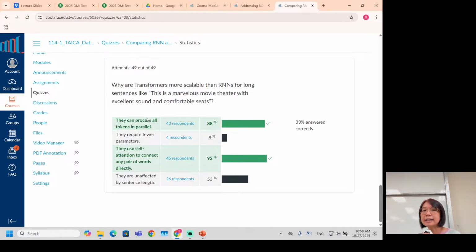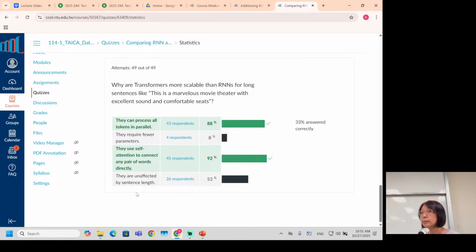Why is the transformer more scalable than RNN for a long sentence like this: a marvelous movie theater with excellent sound and a comfortable seat? Because they can process all the tokens in parallel. So the way they compute is more scalable. And remember, this one is wrong because the transformer requires a huge number of parameters, not fewer. RNN actually has fewer parameters, but the transformer has a lot of parameters. They use self-attention to connect any pair of words directly. This one is right.